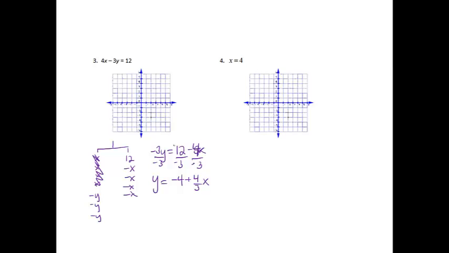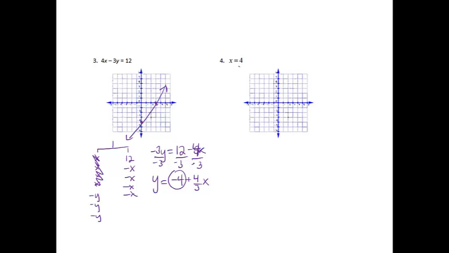I now am ready to graph. So I'll circle the number that does not have the variable on it. So I'm going to start down at negative 4 on the y-axis. And then from here, I'm going to follow the slope, so I'm going to go up 4/3. And then once again, we can go ahead and connect the 2 points with a line.